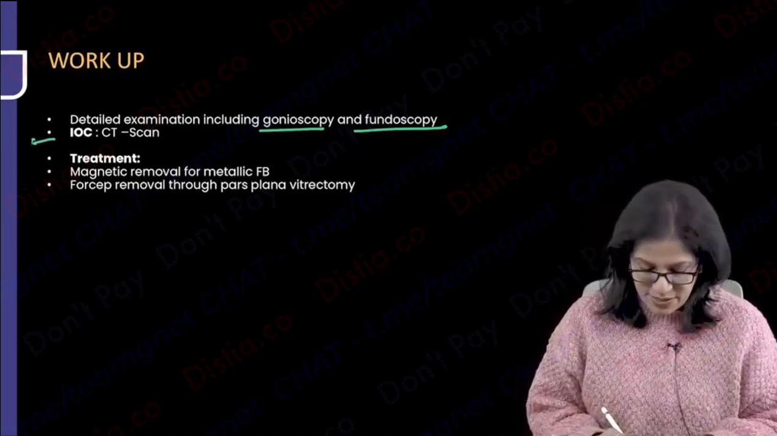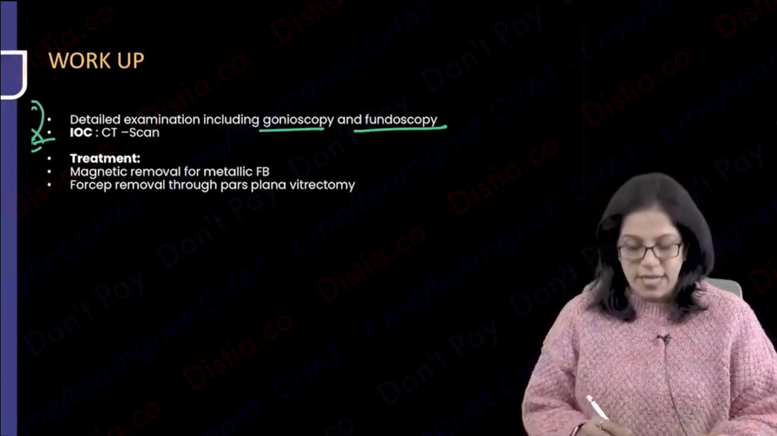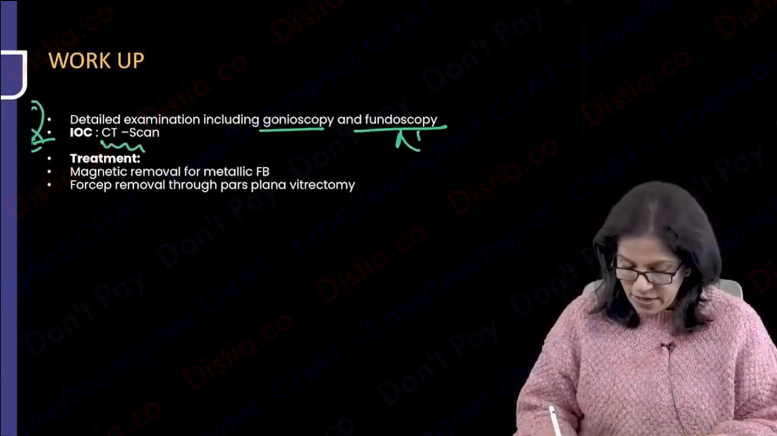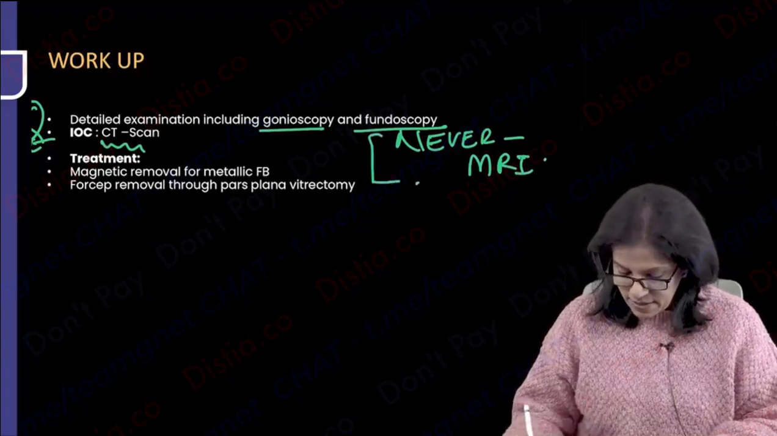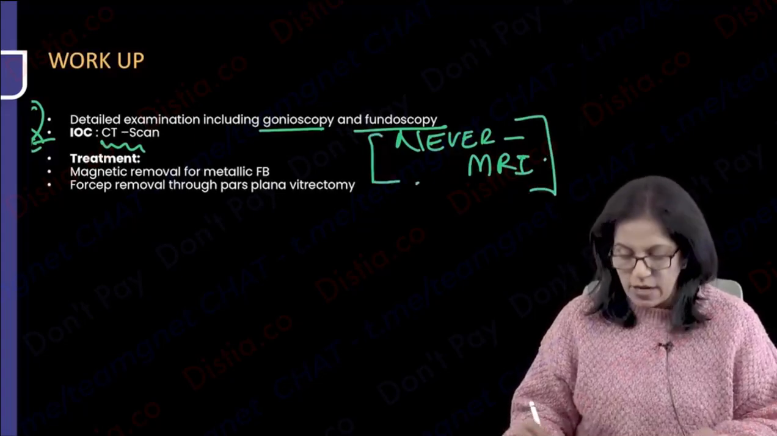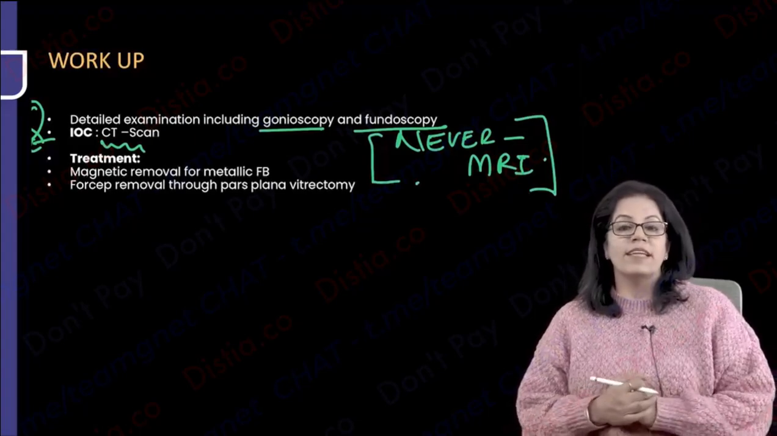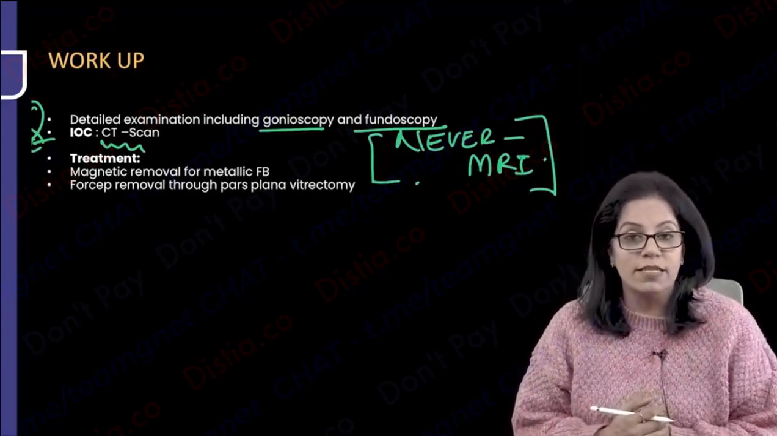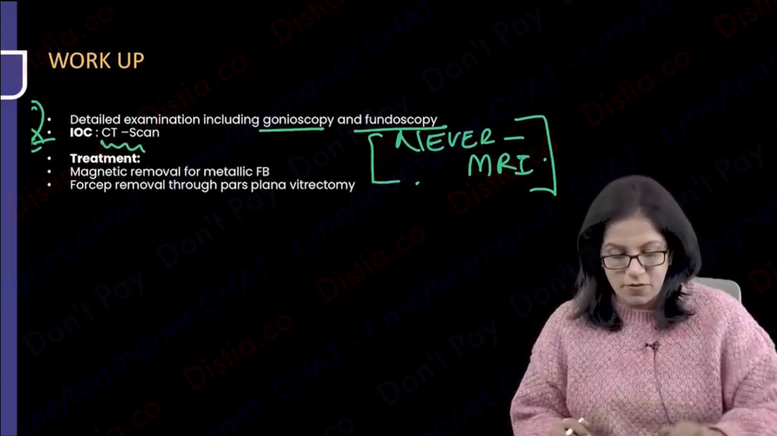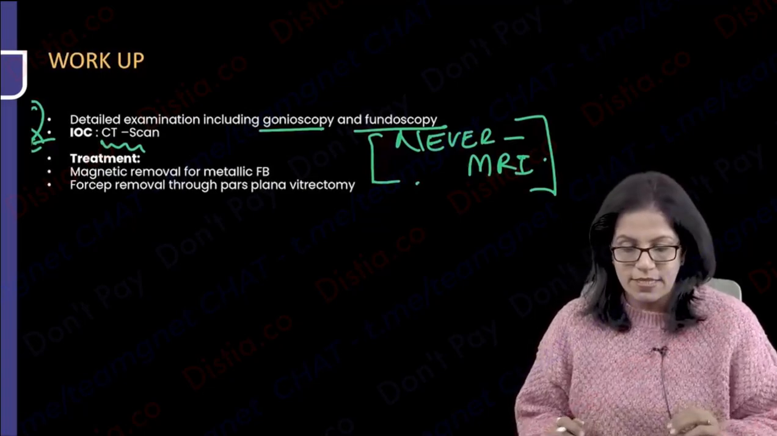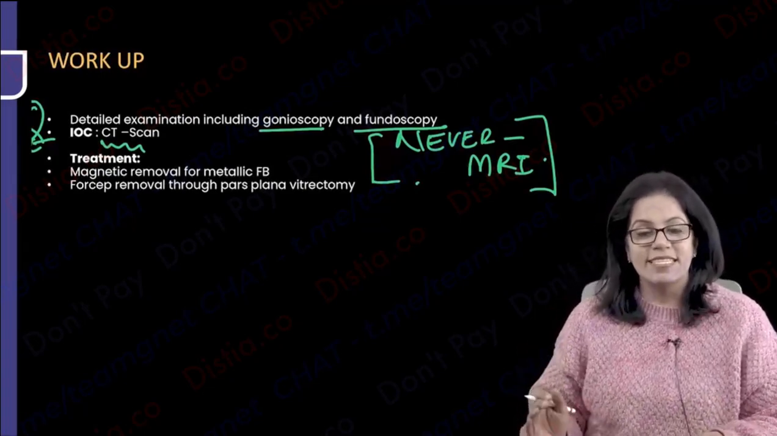After this detailed examination, what is the investigation of choice? This was a recent question of your exam. It has to be CT scan, never MRI. Why? Because it is not good if it is a metallic foreign body. The foreign body may be magnetic, so this is not recommended. So, don't do MRI, we will always go for CT scan as the investigation of choice.